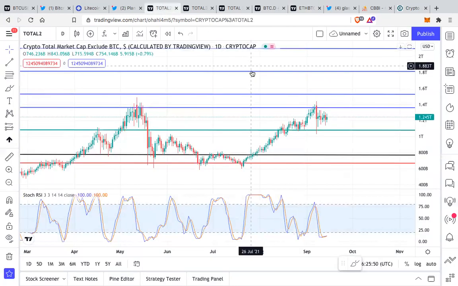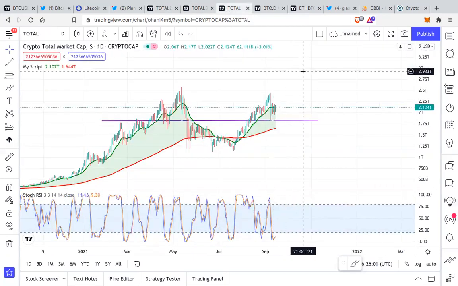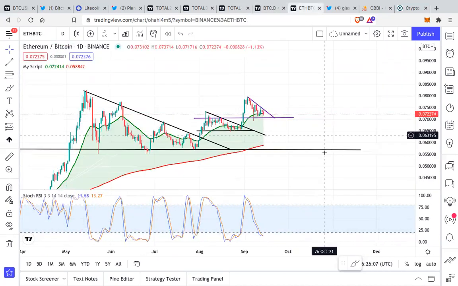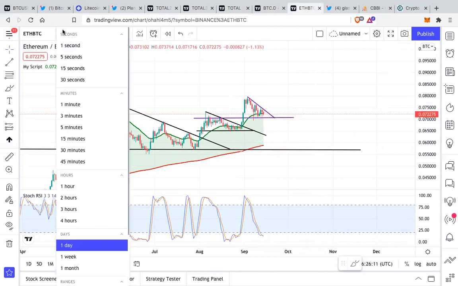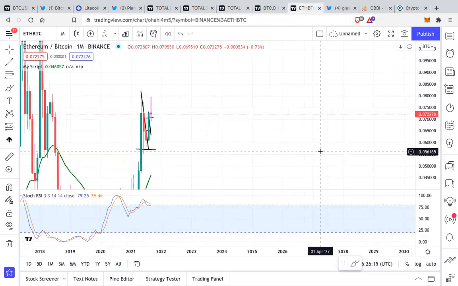Our total altcoin market cap is projecting that we are in a bull market. Our total altcoin market cap, excluding Bitcoin and Ethereum, is also projecting that we are in a bull market. Our total altcoin market cap, excluding Bitcoin, is also projecting we are in a bull market. Bitcoin dominance is in favor of altcoins. The ETH BTC chart is projecting we are in a bull market. It's bullish on the daily. I'm sure if it's bullish on the daily, then on the weekly and the monthly it will be extremely bullish.